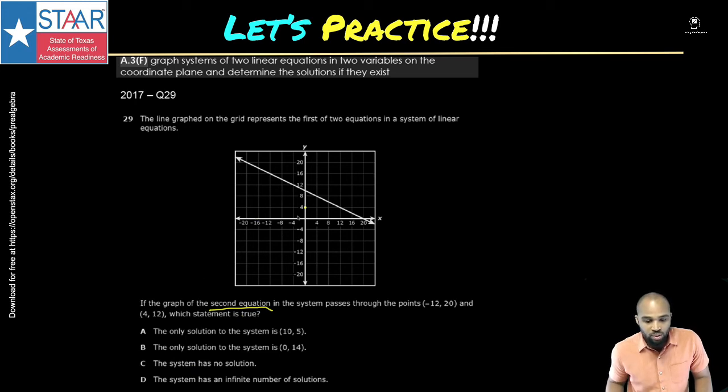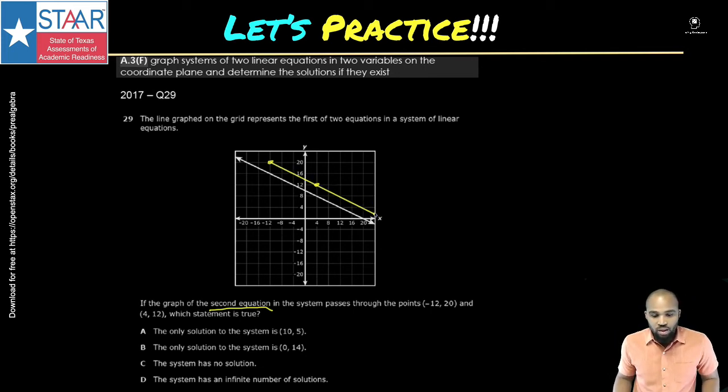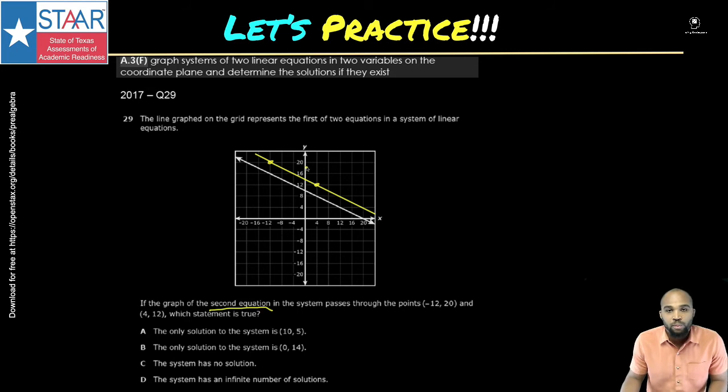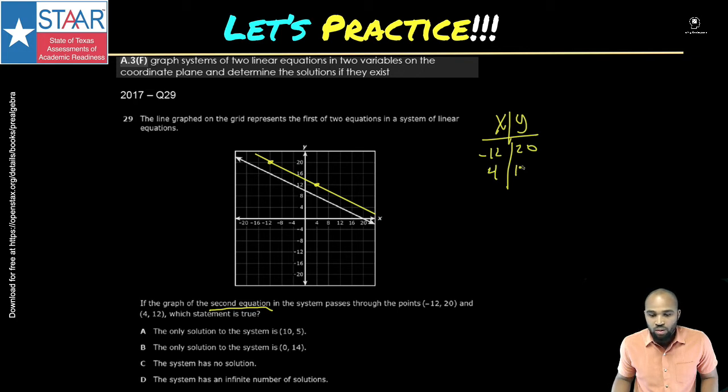So we got -12, 20 is here. And 4, 12 is here. And just looking at those, you can see they look what? Parallel. So when I connect those, not that my line is perfect, but you can get a good idea. Now, to know for sure if they're parallel, and I would encourage you to do this, don't just look at it, we have to identify the slope of each one. So let's do the one they gave us in the point form. So here, -12, 20, and 4, 12.